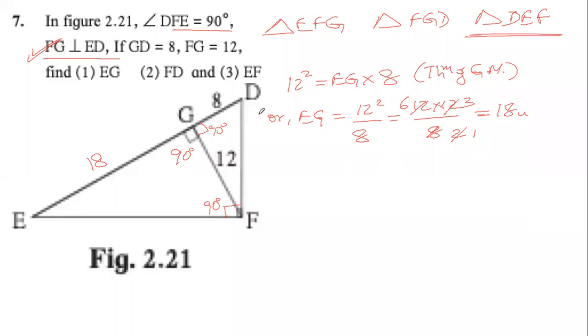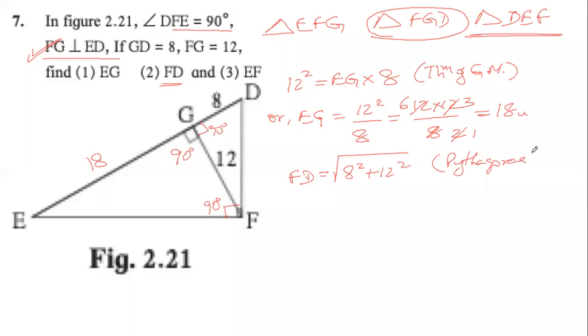Now it asks find FD. Not a problem. You look at triangle FGD. This is also a right angle triangle. We know the two sides 8 and 12. They are very clearly given. Now FD is the hypotenuse. So using Pythagoras theorem, we can say FD is equal to, directly writing, square root of 8 square plus 12 square. कैसे किया हमने?